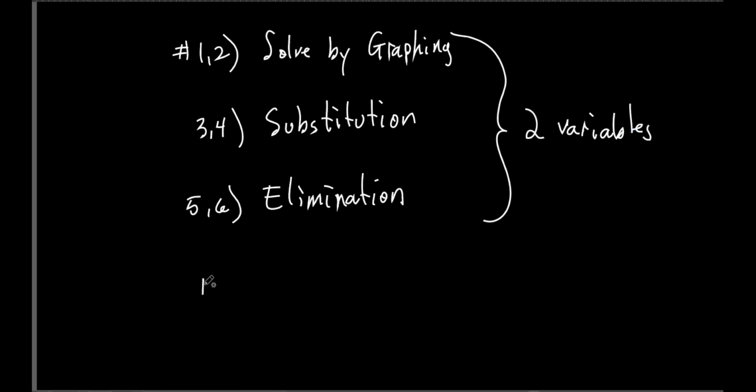And then numbers 7 to 10 are solved by whatever method you want. And it's 3 variables. It's the ones we did today, basically. They're the types that we did today. That's it. It's only 10 problems. That's still going to take a lot of time.